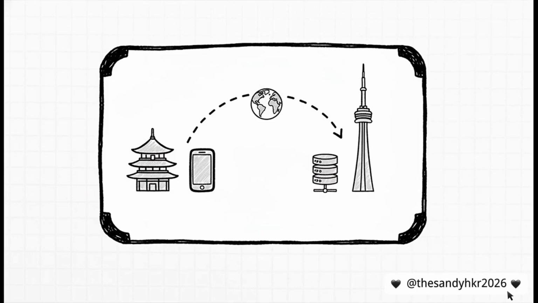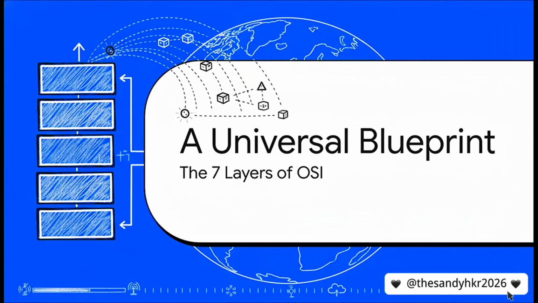You know, for any two computers to have a conversation, they've got to be on the same page. They need a shared language, a process they both agree on. And that's exactly what these network models are. They're the standard framework that makes sure a message from an iPhone in Tokyo can be perfectly understood by a server in Toronto. So, first up, let's look at the theoretical ideal.